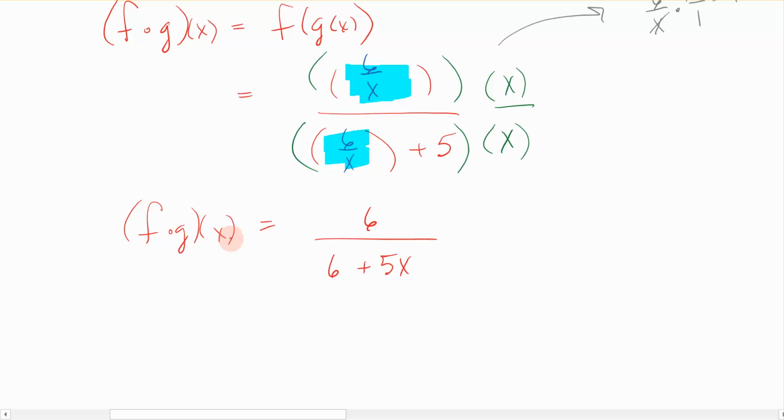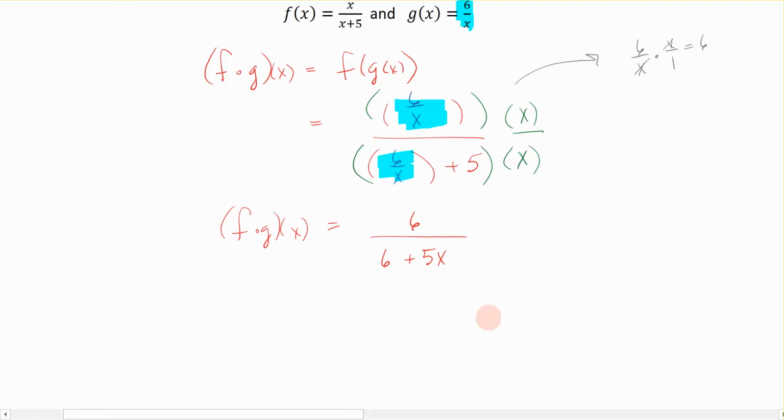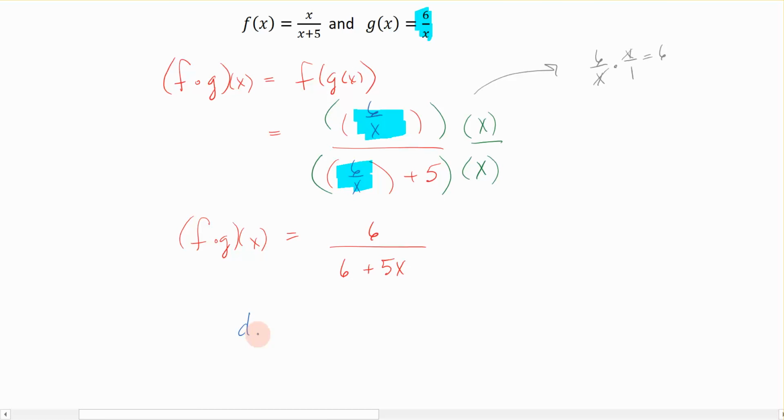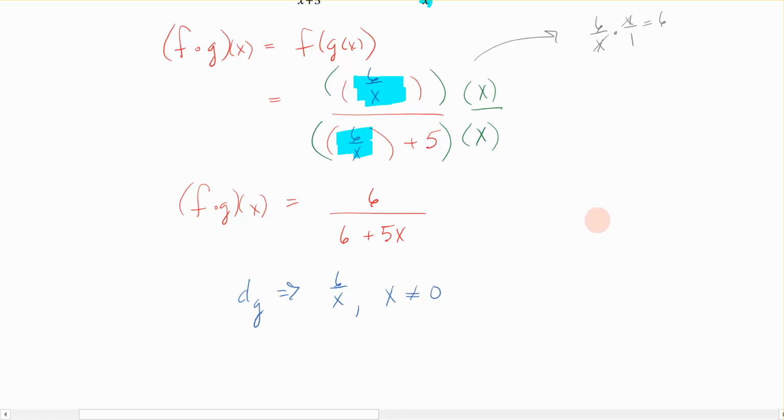Now let's talk about the domain of this function. Well, we have two domains to consider. First, I have to consider the domain of the inside function. So the domain of g, well, g of x is 6 over x, right? And the domain of this is x cannot be equal to 0. So we would have to throw out a 0, because I'm not allowed to have 0 for x in that denominator.